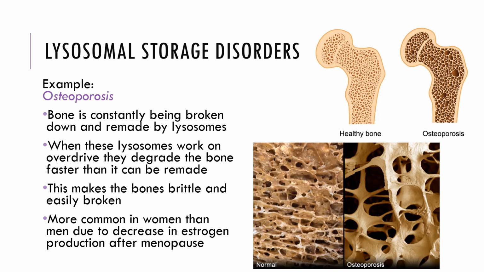Another example of a lysosomal storage disorder is actually osteoporosis. Now, our bones are constantly being made and unmade to get at the calcium that we store inside them. Now, when we have these lysosomes that are working way too much, so rather than too little, we're looking at the other side now. They're overactive. They're going to keep breaking down bone even when they're not supposed to. So your bone becomes very brittle and full of holes, and it's more easily broken.